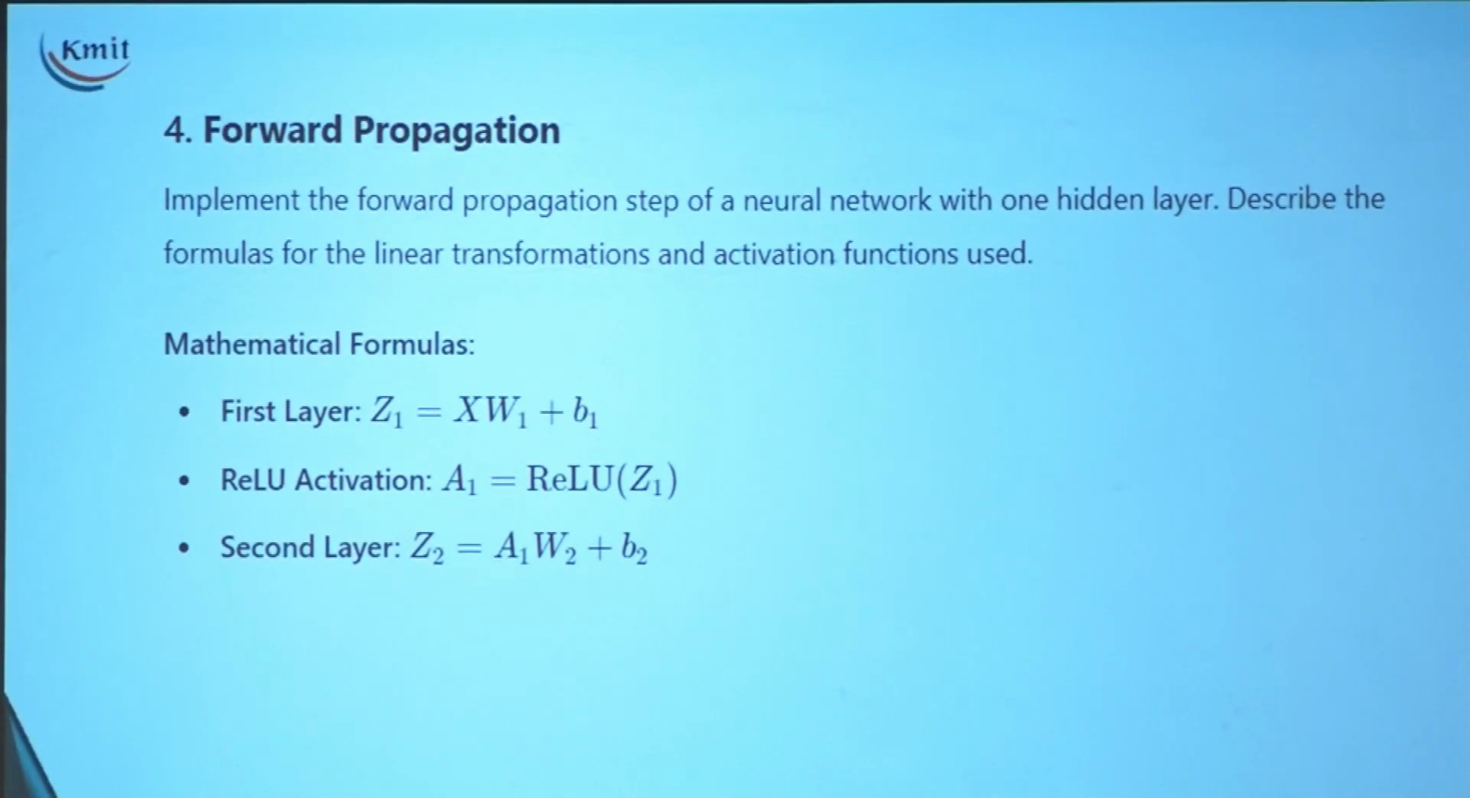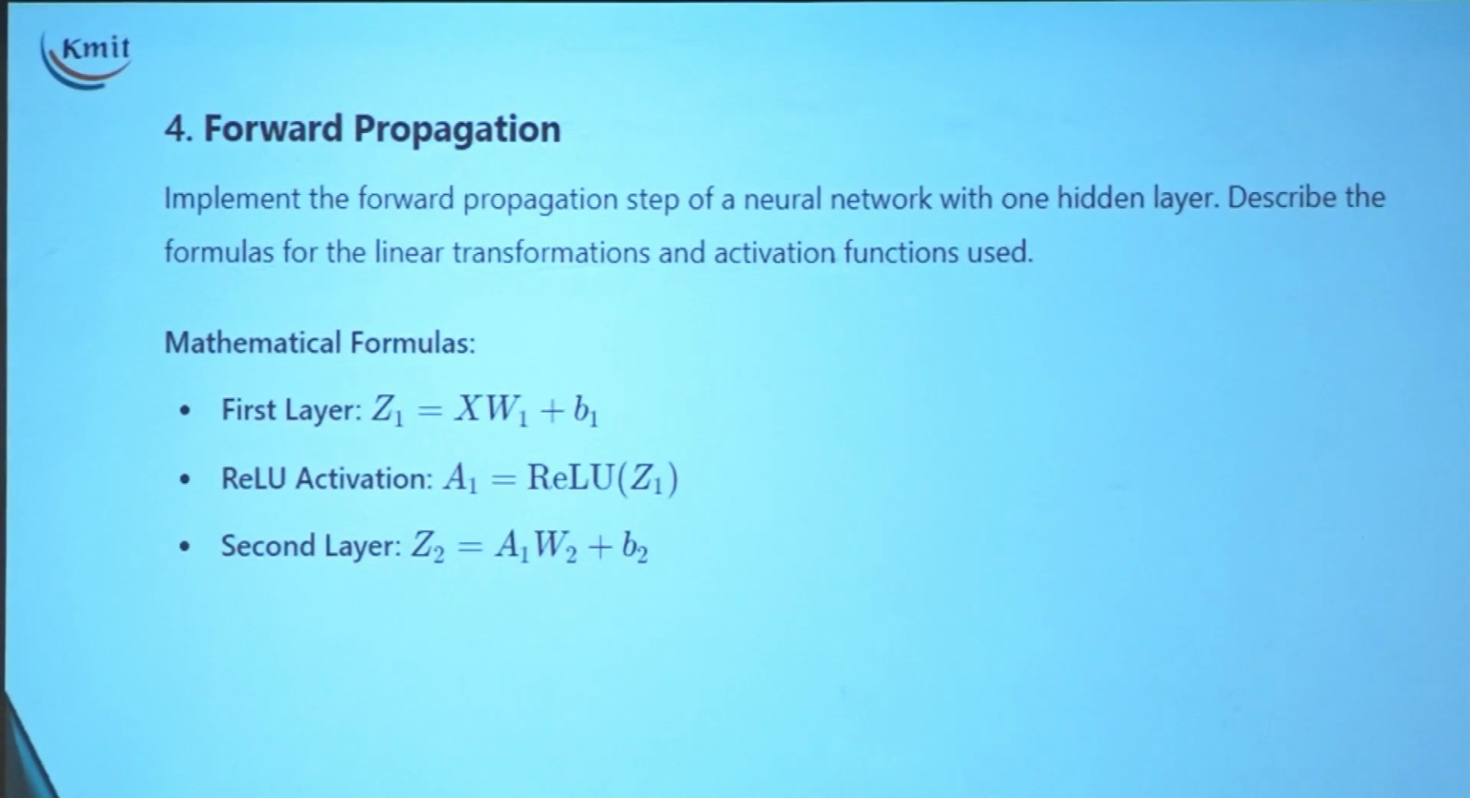Multiply input with weights plus add bias term to it, so that we call it Z1. My input is X, weight is W1, bias is B1. So that I am calling it Z1. So, Z1 is X into W1 plus B1.